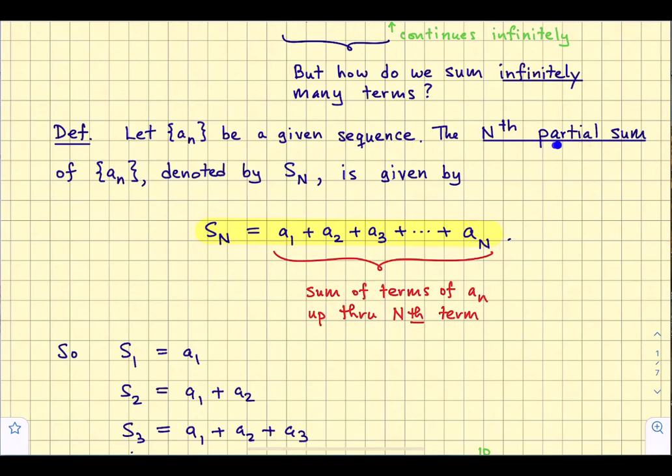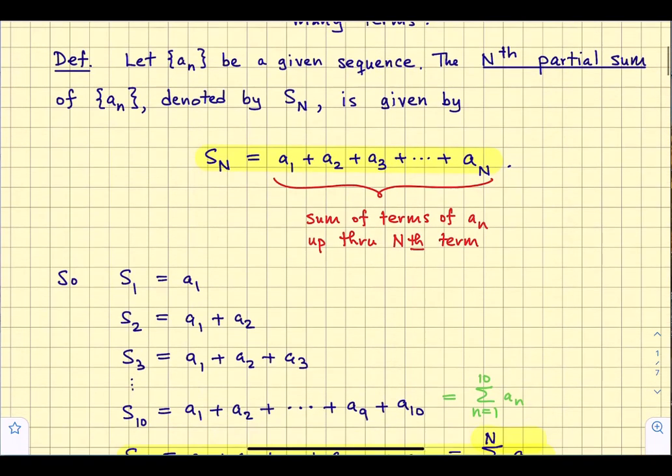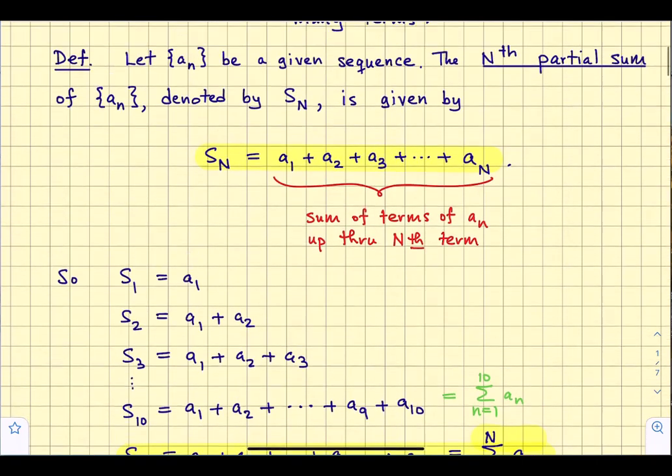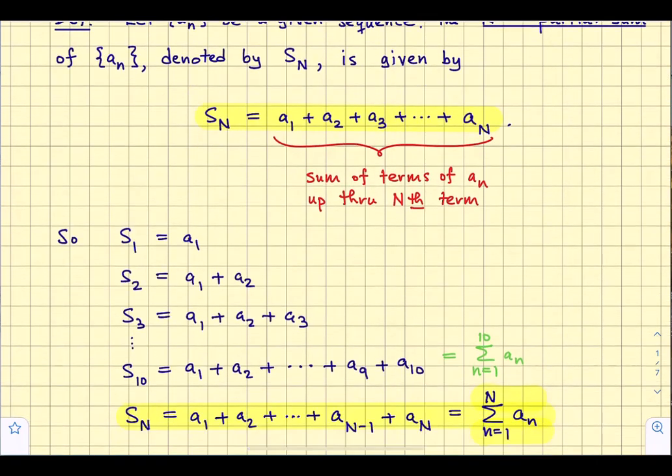So this is just the sum of the terms of a sub n up through the nth term. This is why it's called a partial sum, because if this is an infinite sequence, we're not summing all the terms, we're just summing part of them. It's the nth partial sum because we're summing up through the nth one. For example, if our sequence is the standard A1, A2, A3, dot, dot, dot, then S1 would just be A1, the sum up through the first term. S2 is A1 plus A2. S3 is the sum up through the third term, A1 plus A2 plus A3. S10 would be A1 plus A2 plus, keep going all the way up to A10.